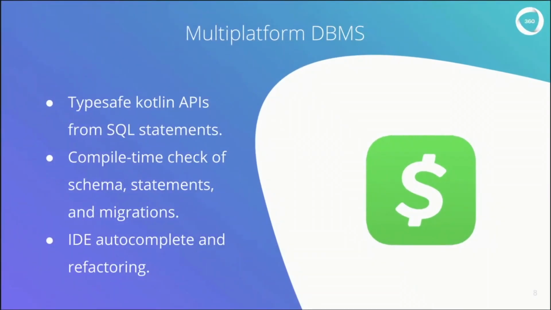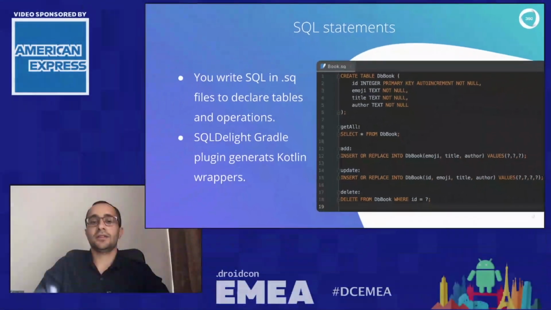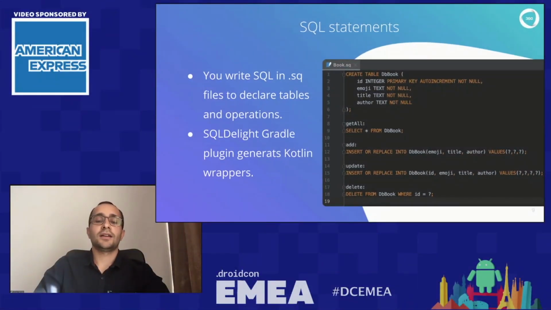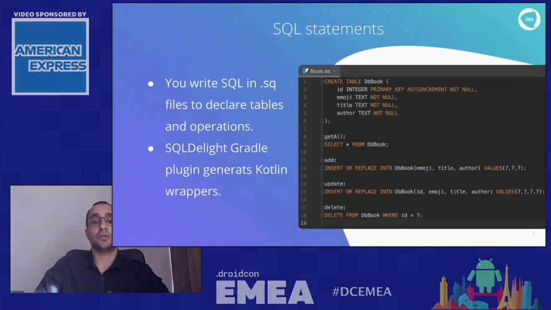It generates type-safe Kotlin APIs from SQL statements by using Gradle plugin, so you have compile time checks, IDEA completion, and refactoring capabilities. But wait, what do I mean when I'm saying SQL statements? Actually, these are slightly changed all good SQL, which you write in .sq files. Then, Gradle plugin checks them during the compilation and generates Kotlin wrappers, which you can use directly in your code.